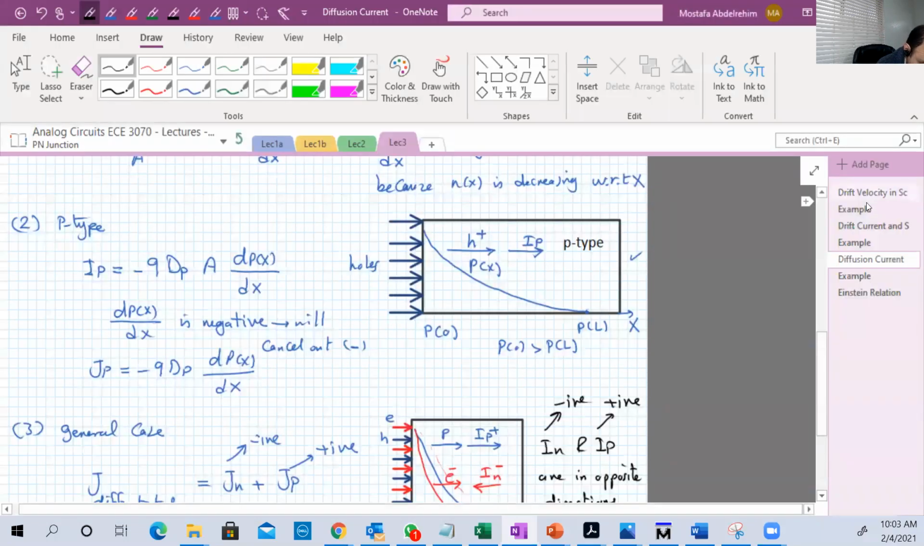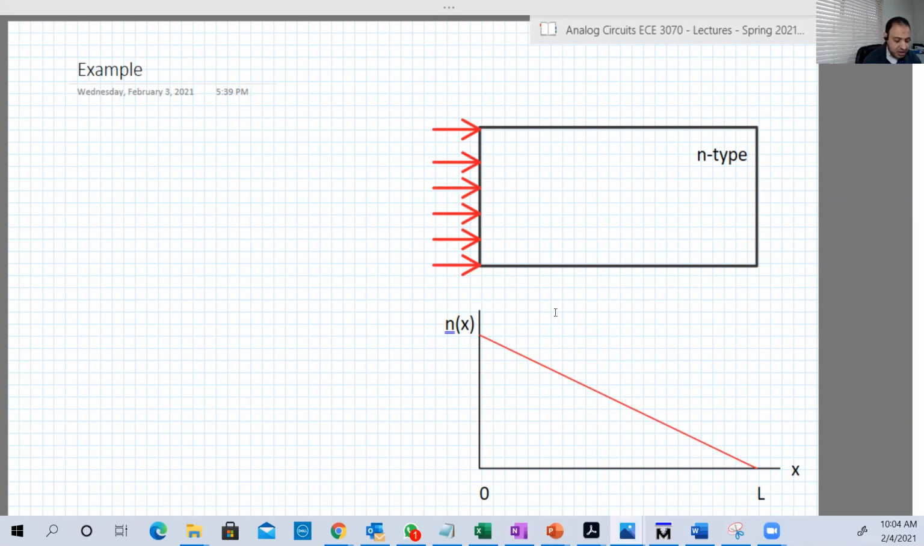Okay, so let's take an example. We have here an n-type material, and we inject electrons here at one of the sites, such that the distribution of n, the density, is like this. It's linear. So it's a linear relation between n and x, and that makes the analysis easy, because dn by dx at that time will be the slope, and the slope for linear relations is very easy to calculate.